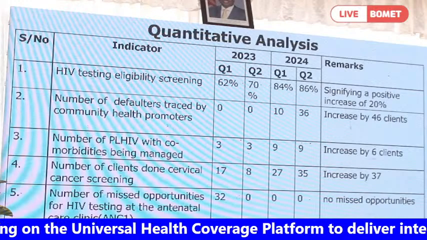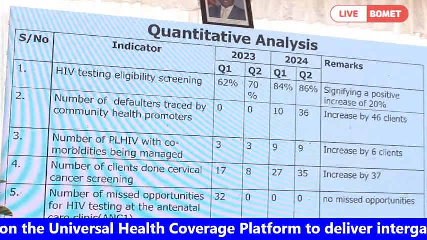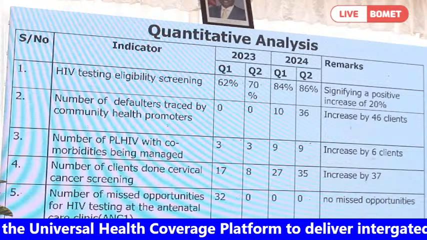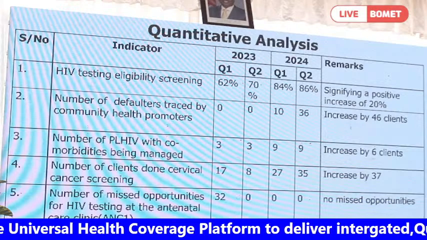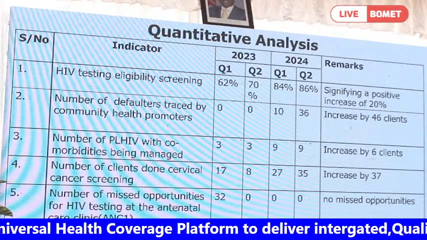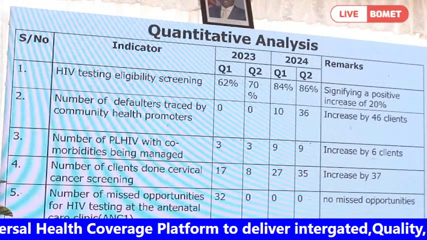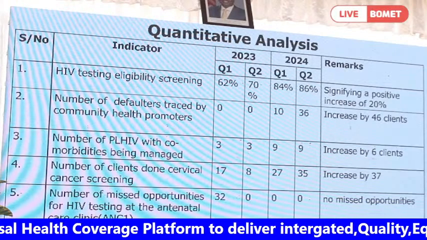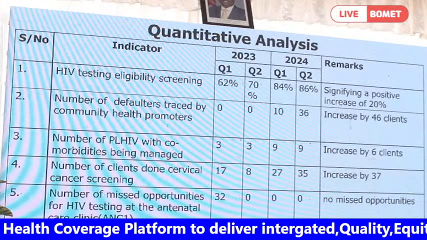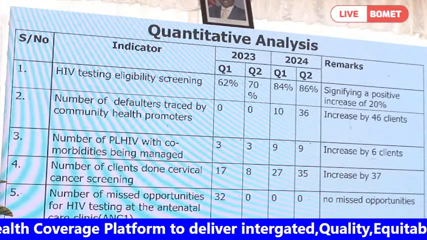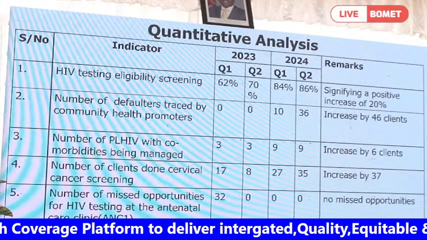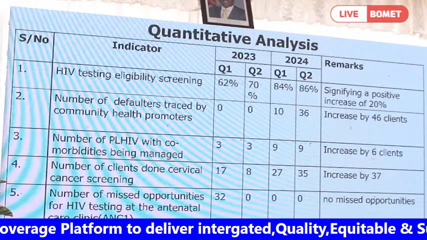The other indicator was the number of PLHIV with comorbidities being managed. So in 2023, we only had 3, and as a result of thorough screening at the CCC, we currently have 9 clients with comorbidities that are being managed at the facility.